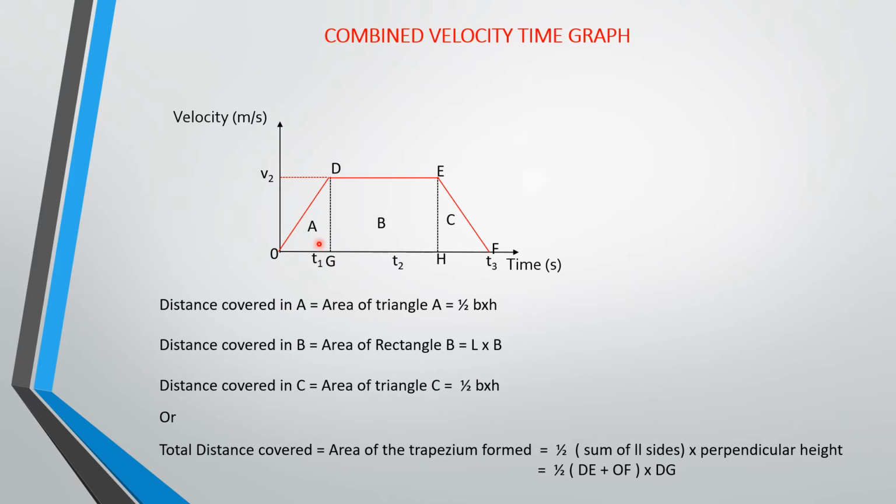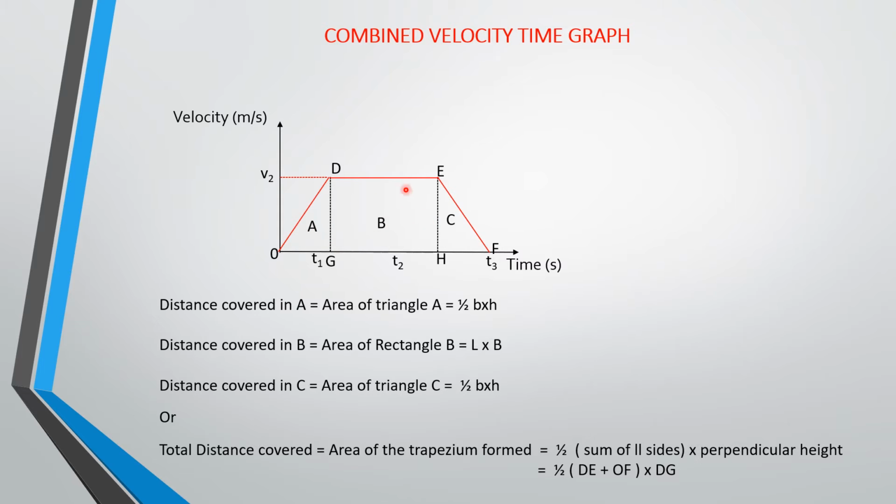So for you to calculate the distance traveled within this stage A, you will need to calculate the area under this graph, and this is the area of a triangle, which is half base times height. So for you to calculate the area here, it is half base times height because it's a triangle, and that is the distance covered within this stage A.